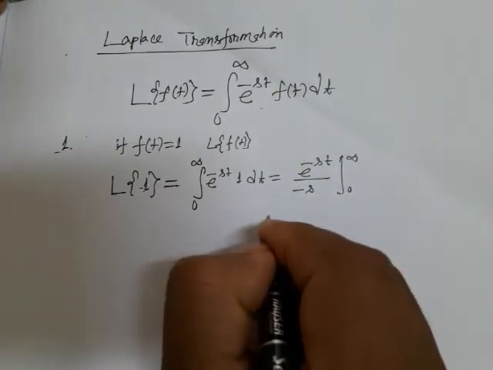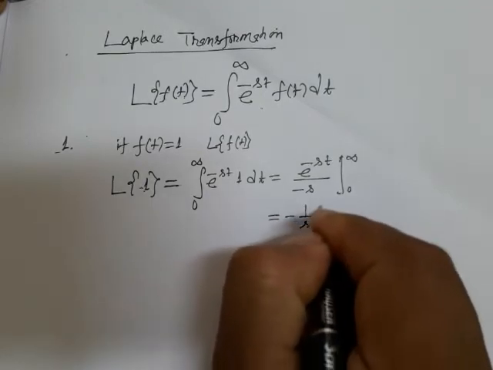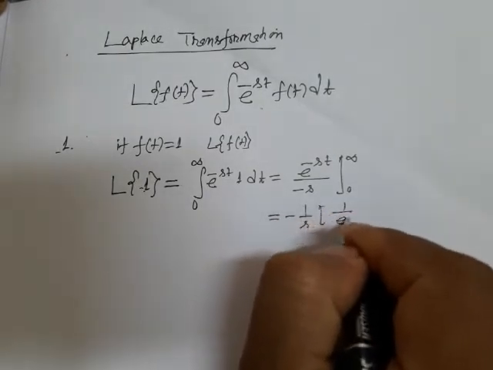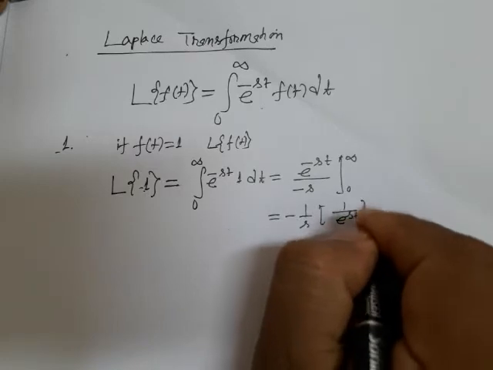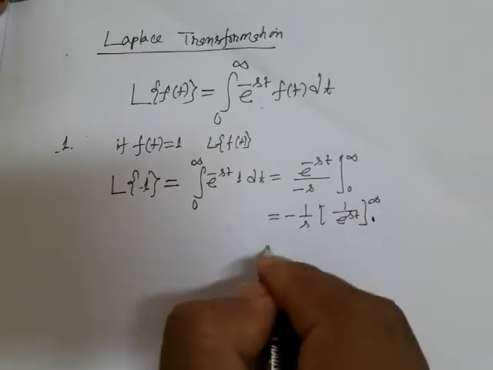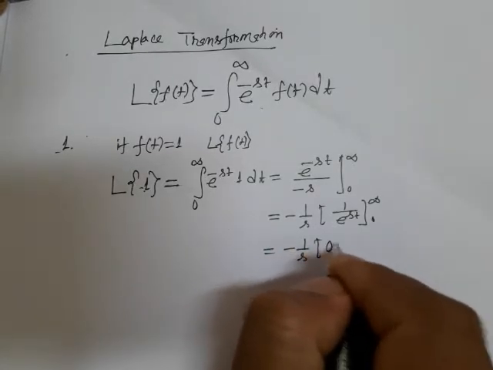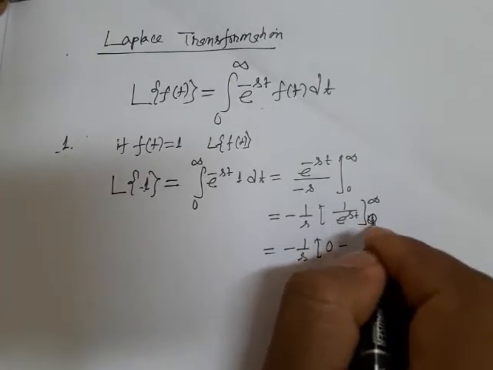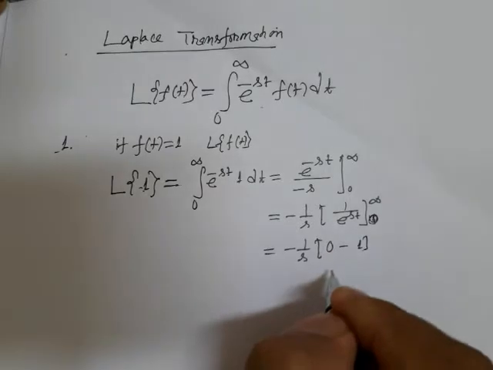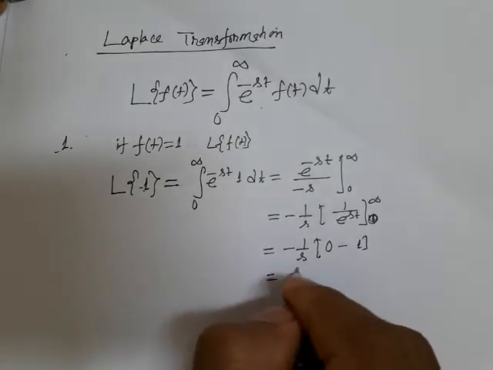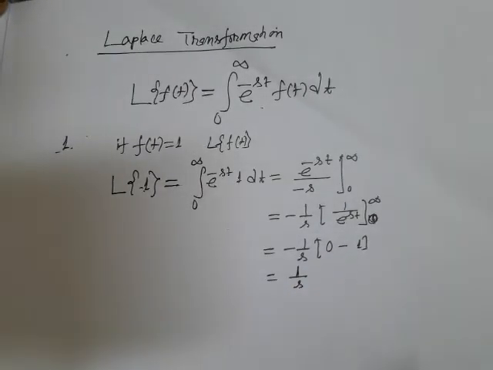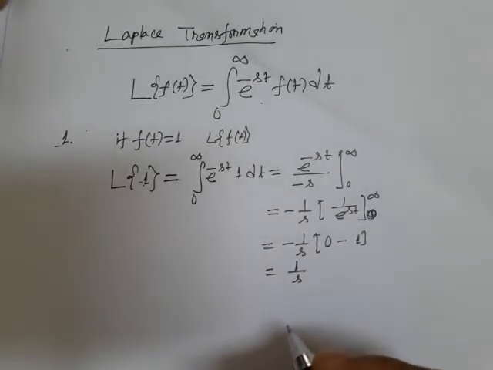So 1 by minus s times e to the power minus st, from 0 to infinity. After putting in the limits, what will you get? 1 by minus s times (0 minus 1), so you will get 1 by s. So L of 1 is 1 by s.